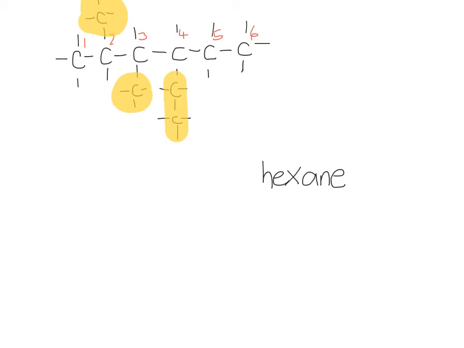So we've got 2 methyl groups and we've got an ethyl group, 2 carbons joined together. So we have to put them alphabetically. So E comes before M.